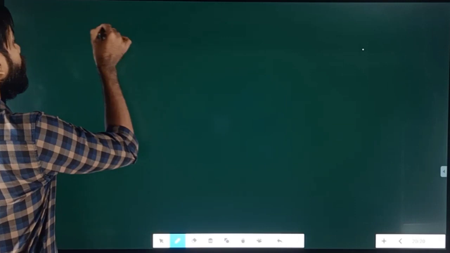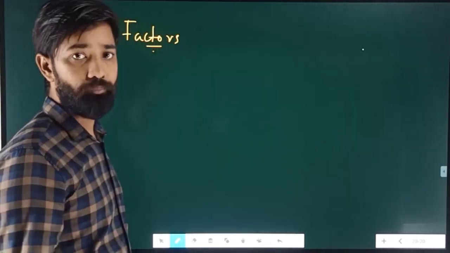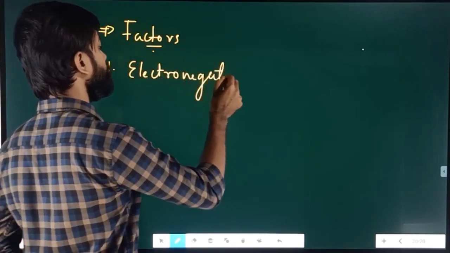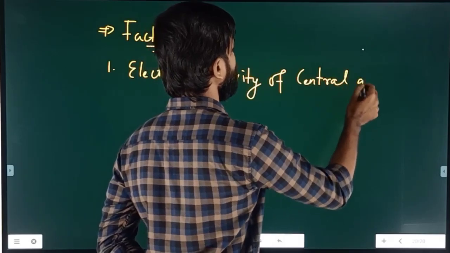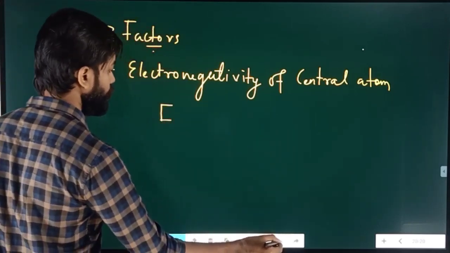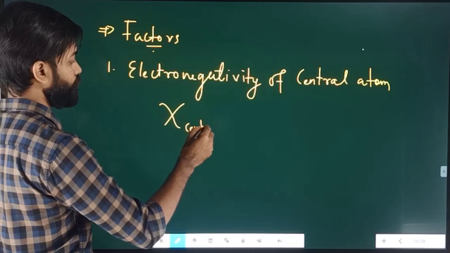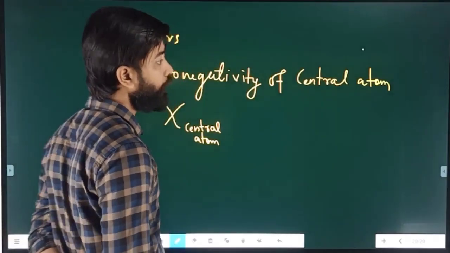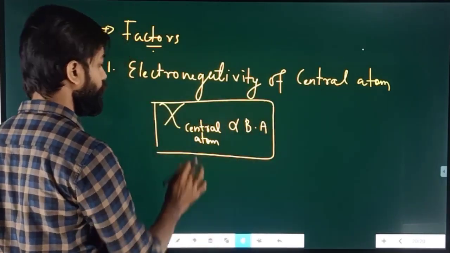So the next, factors affecting bond angle. What are the factors that bond angle depends on? Number one, electronegativity of the central atom. If the electronegativity of the central atom increases, then the bond angle increases. It is directly proportional to bond angle.